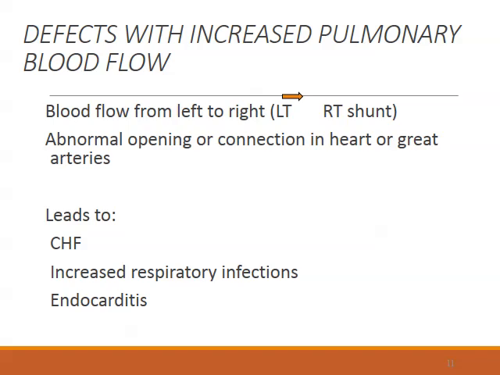Now, defects with increased pulmonary blood flow, where the blood flows from the left to right atrium, or left to right shunt. This is usually caused by abnormal opening or connection in the heart or great arteries. It leads to CHF, increased respiratory infections, and endocarditis.